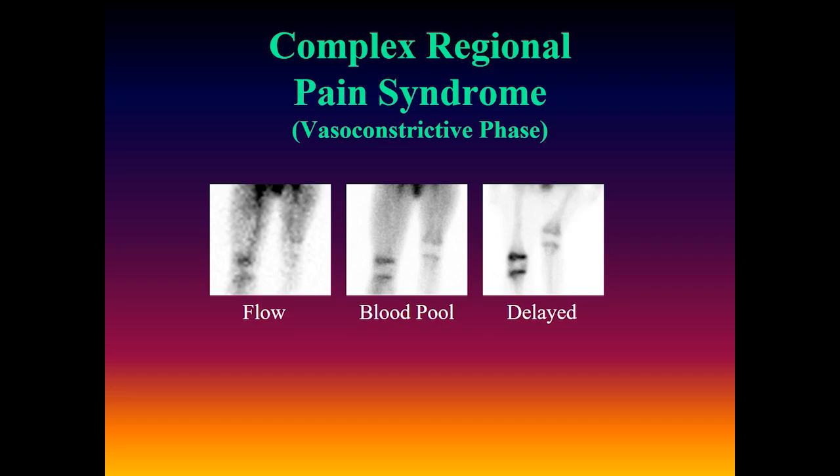Occasionally, complex regional pain syndrome presents as decreased rather than increased uptake. This is the so-called vasoconstrictive phase of this disorder, and it's illustrated in this patient here. This was a pre-adolescent girl who had suffered an athletic injury a month or two prior to imaging and was complaining about left lower extremity pain. As you can see from these images, there is decreased blood flow, decreased soft tissue uptake, and decreased bony uptake on the delayed images.